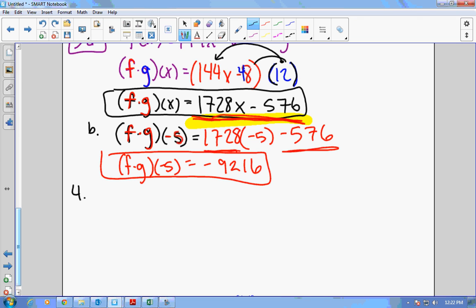Because that's what it asked us to evaluate. It wanted us to evaluate when x was negative 5. So the x used to be right after the 8, and it's being multiplied. So instead we're multiplying by negative 5. So it wants us to evaluate when x is negative 5, which means you just plug in. Okay, number 4 is f divided by g of x.